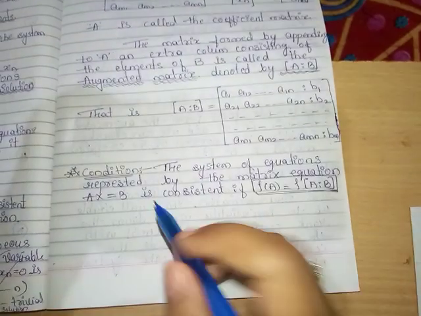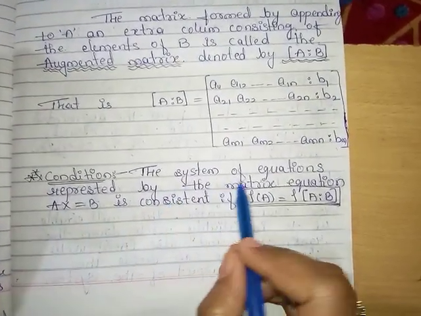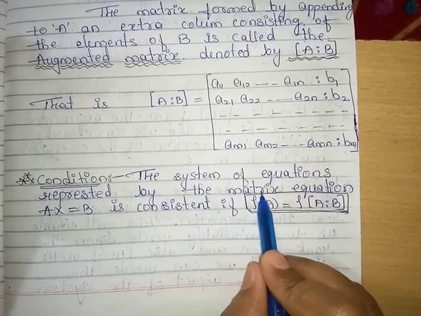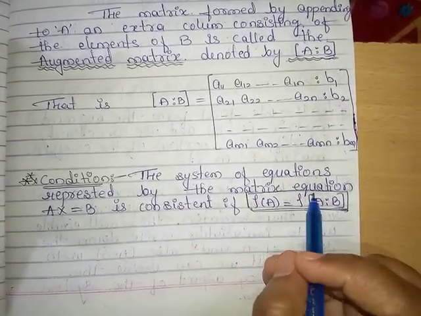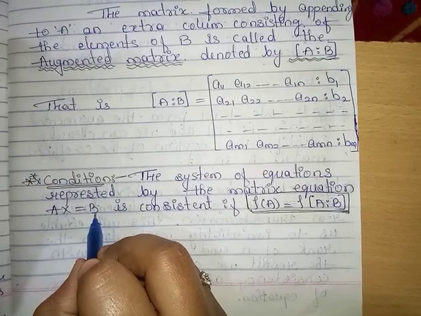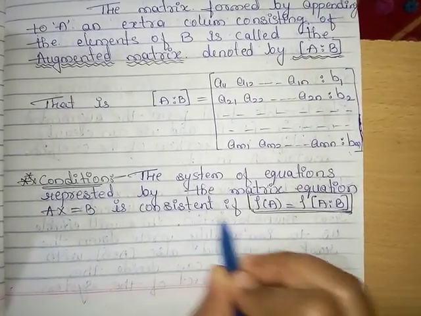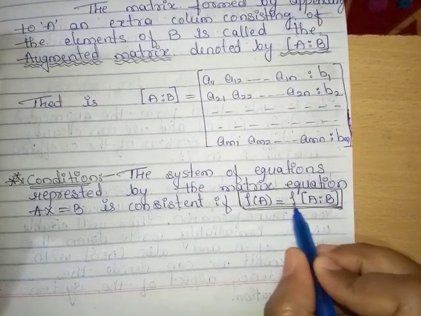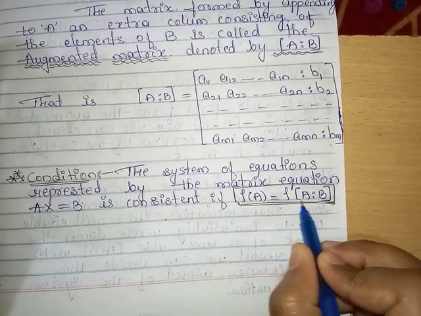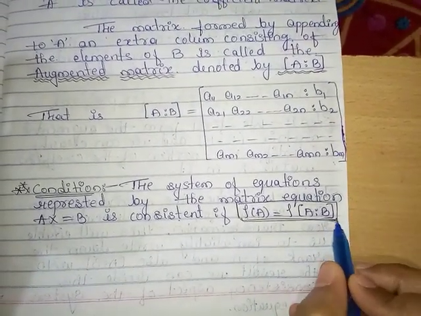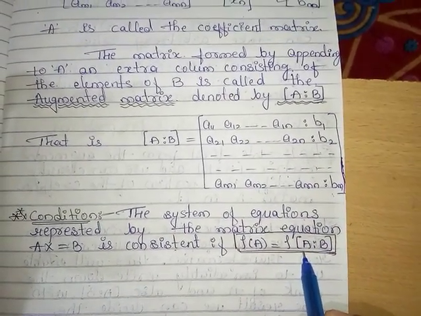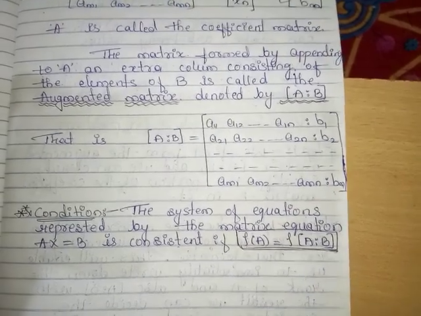Next, the condition is that the system of equations represented by the matrix equation Ax = B is consistent if the rank of A is equal to the rank of the augmented matrix, meaning the matrix which is formed by the elements of matrix A and matrix B.